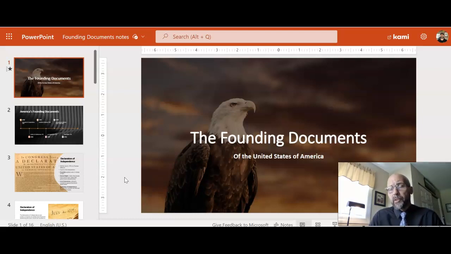The founding documents are the base, the core, the foundation, if you will, of America. And I think to have a better understanding of America, we need to have a better understanding of these documents. So I'm glad that we're starting off this way. So let's go ahead and get right into it, guys.